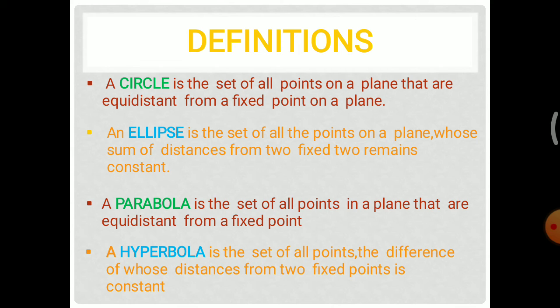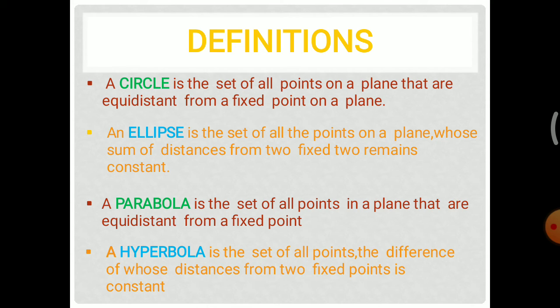A circle is defined as the set of all points on a plane that are equidistant from a fixed point on the plane. The fixed point is known as the center, and the distance of the points from the center is known as the radius. So we can find the same radius for all the equidistant points on the plane. First one is the circle. Second one is the ellipse.